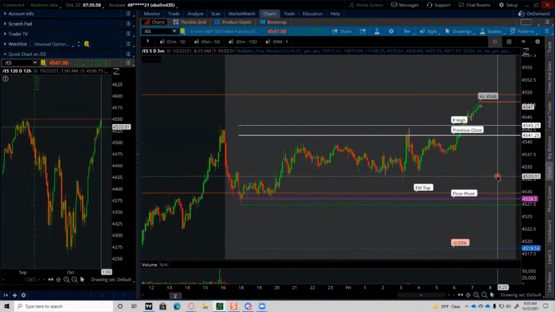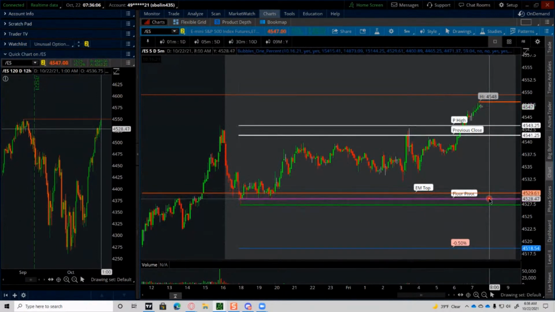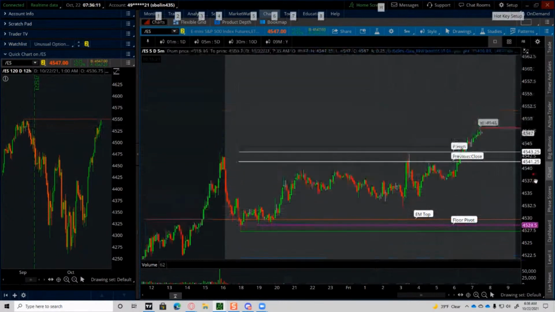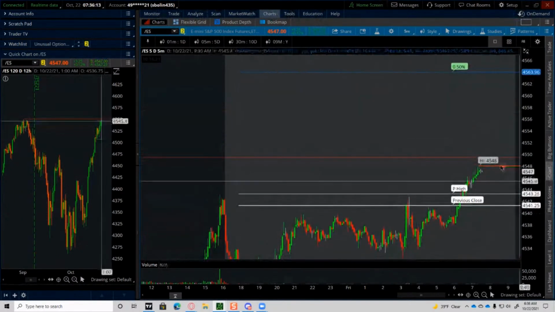Something to think about. A pivot point trading strategy is a whole lot of contemplation about how you want to handle the situation. Then doing the thing, doing it, taking pictures of it, reviewing it afterwards.